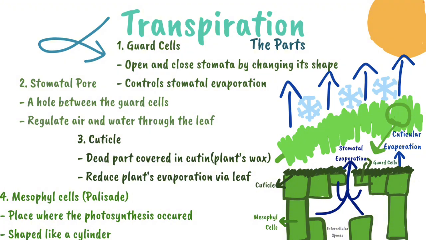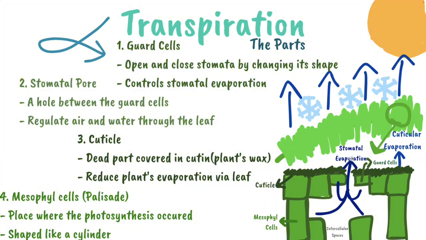Now, the third part is called the cuticle. The cuticle is a dead part of the plant, pretty much like the xylem, but this one is covered in cutin. Cutin is pretty much the plant's natural wax, and it helps reduce the plant's evaporation via the leaf. But as you can see here, the cutin can still evaporate water, although not as much as the stomatal evaporation.